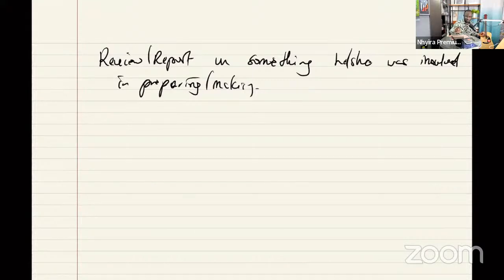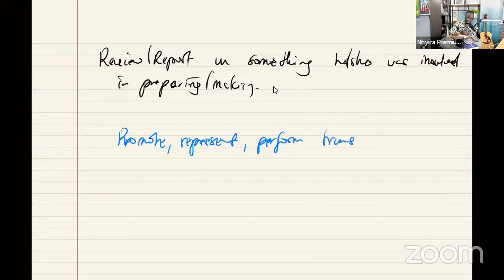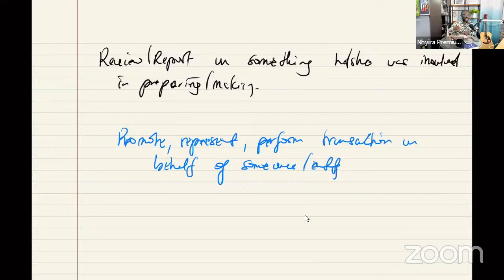Then your second scenario or statement was advocacy. To advocate means to promote the point of view, represent, or carry out transactions on behalf of somebody. So perform transactions on behalf of someone or the entity. That is an advocacy threat. So anytime we are representing a group of people, we are representing the entity, we are doing something on behalf of the entity, that means we are advocating for the entity.